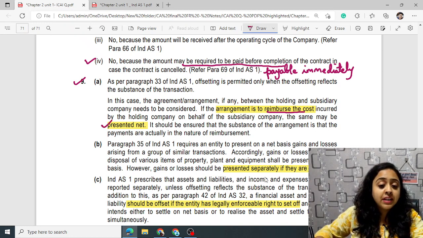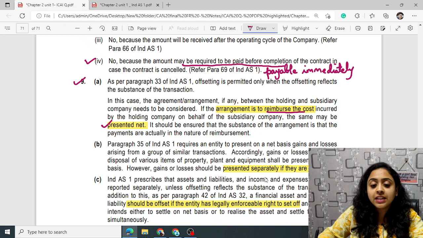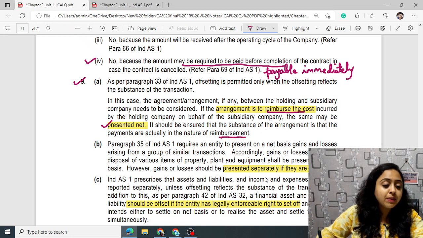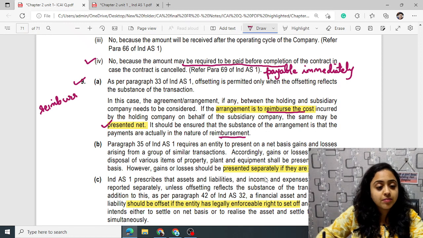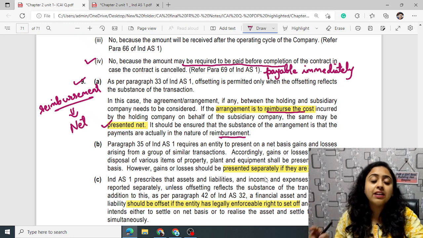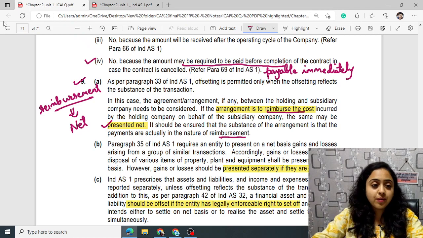It should be ensured that the substance of the arrangement is that the payments are actually in the nature of reimbursement. If reimbursement, then net. If reimbursement is there, then net can be done. If you are paying the same to some other third party, then net is not allowed.